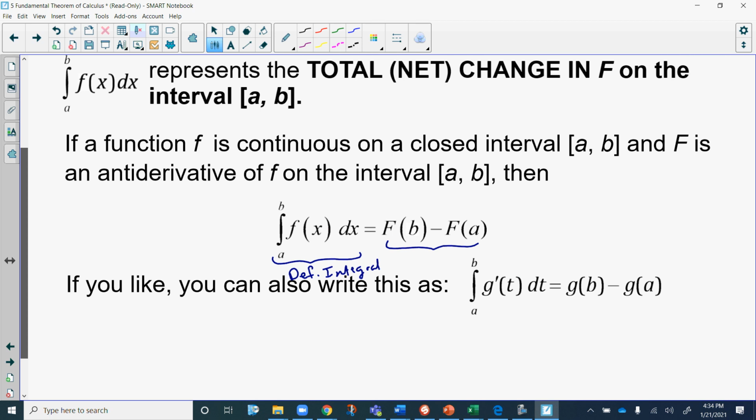So this is the difference in your antiderivative, where we take the upper bound and subtract the lower bound from it. And it does give you an alternate way of kind of writing it, but I am kind of particular to that method there.